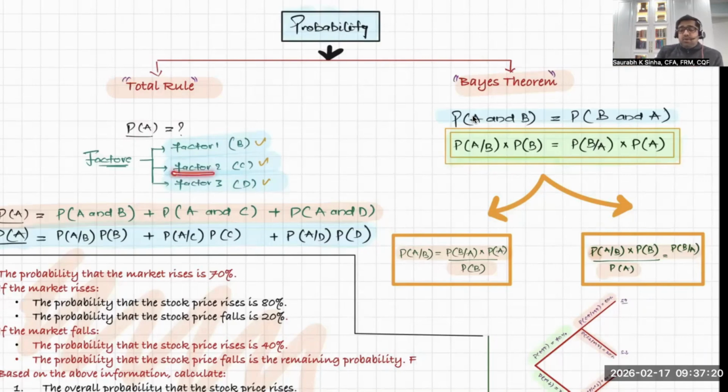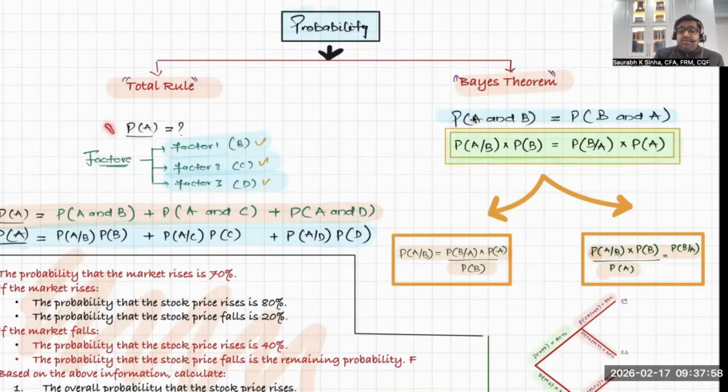What is factor 2? Factor 2 could be interest rate. So what is the probability of Tesla stock price rising given the interest rate has fallen? Factor 3 could be investment in R&D. Tesla is known to invest a lot in research and development, R&D. So that would be the third factor. What is the probability of Tesla stock price rising given there is a huge investment in R&D? So we know that A, which is Tesla stock price rising, is dependent upon factors B, C, and D.